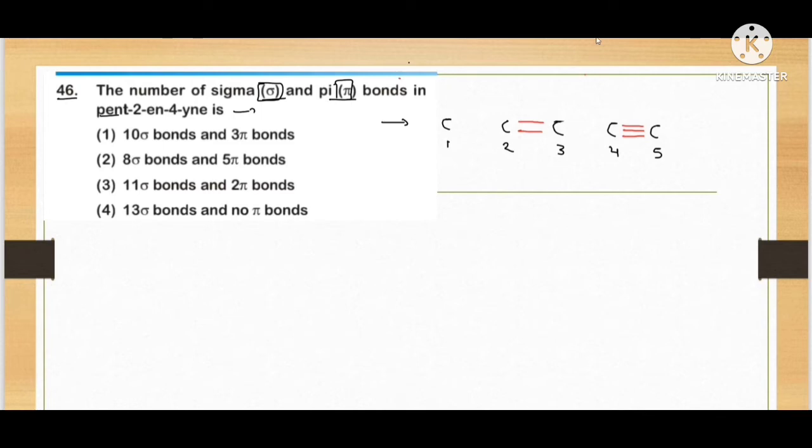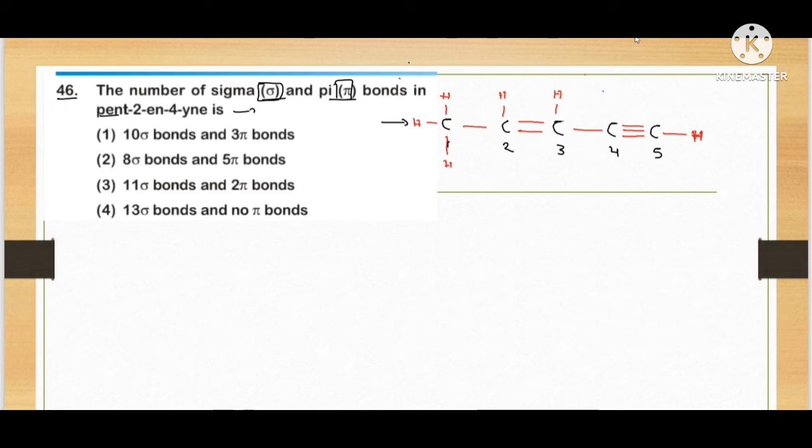Now let us satisfy the valence of carbon with hydrogens. Here a single bond, here the carbon contains one hydrogen, here the carbon contains one hydrogen, there is a single bond, and the last carbon contains one hydrogen. This is the structure of pent-2-ene-4-yne.